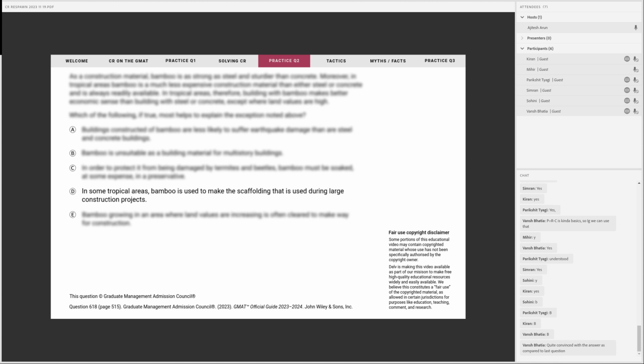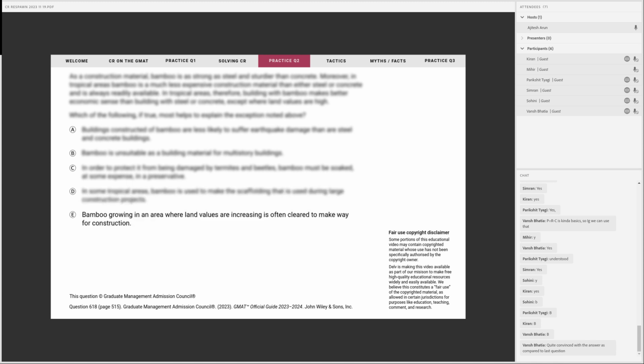Option D. In some tropical areas, bamboo is used to make the scaffolding that is used during large construction. Scaffolding is just the thing that is around the building. So if you make the scaffolding with bamboo, that doesn't give you any reason to think that you can't make the building with bamboo. So option D is also out.